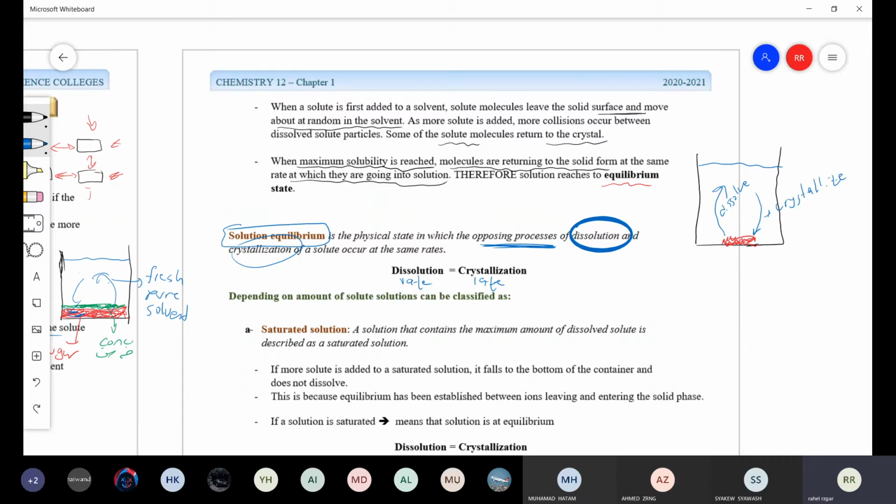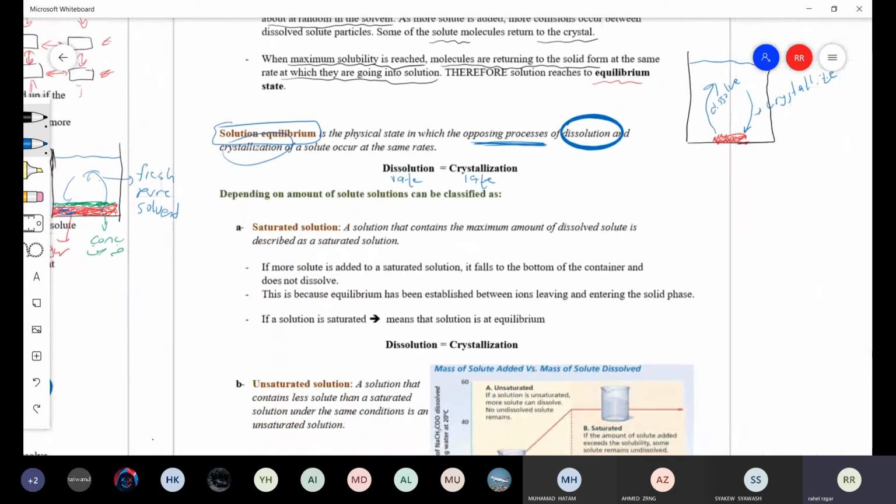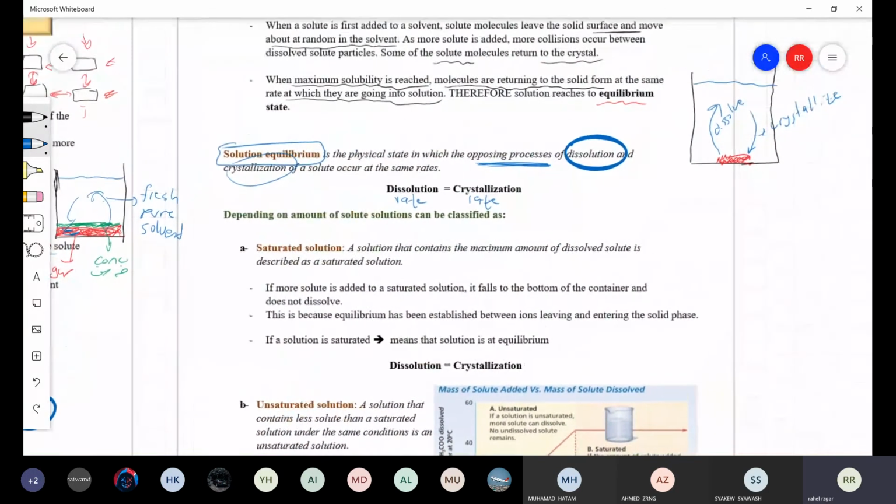All right. Now that was the quiz subject. Let's continue with our subject. We talked about solution equilibrium.